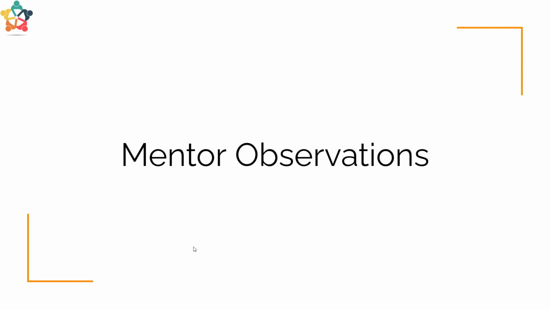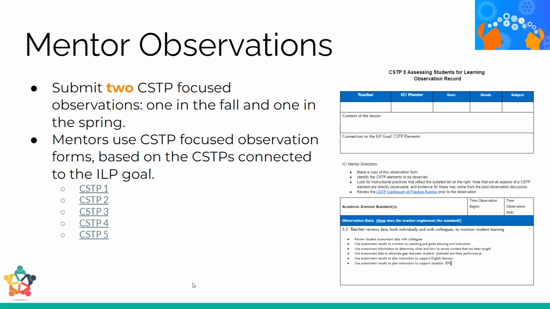We're going to talk briefly about the two required mentor observations through the induction program. Mentors need to submit two induction-focused observations. One of these observations happens in the fall and the other in the spring. The observations should be focused on capturing evidence for a specific CSTP element. You'll also need to use an observation form that is aligned with that element.